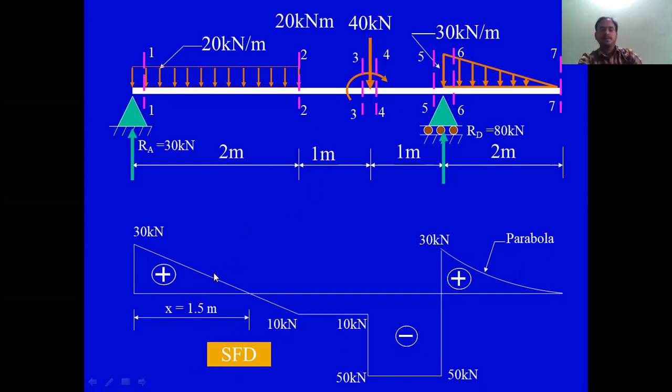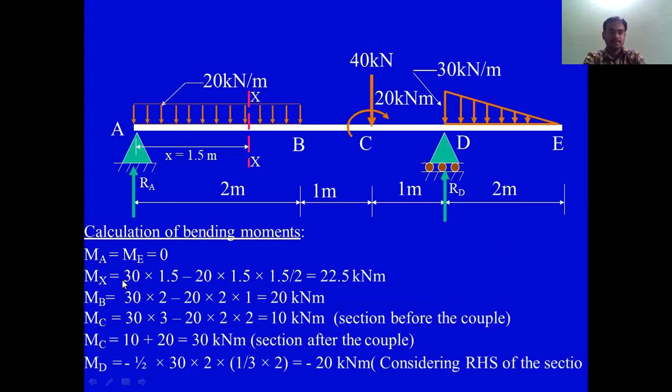Now coming to the distance x. We should find out this x distance. So how do we calculate? Shear force is 0 at this point. At a distance of x, shear force is 0. So we will write the expression for shear force, then we will find the value of x. How? It is plus 30 minus 20 into x is equal to 0. So x equals 30 by 20. The 0s cancel, 3 by 2, it is 1.5 meter. We will get that only.